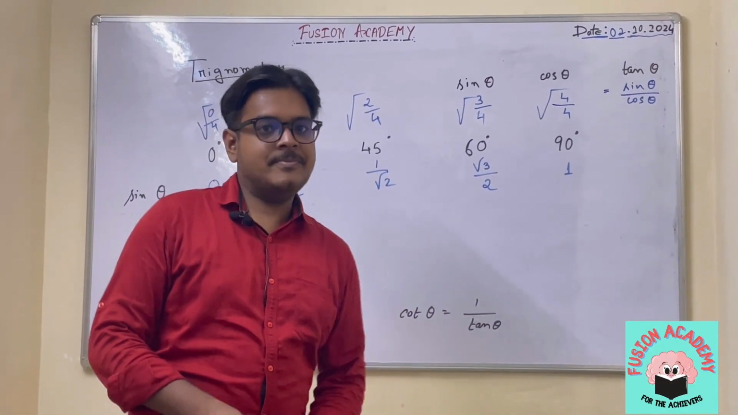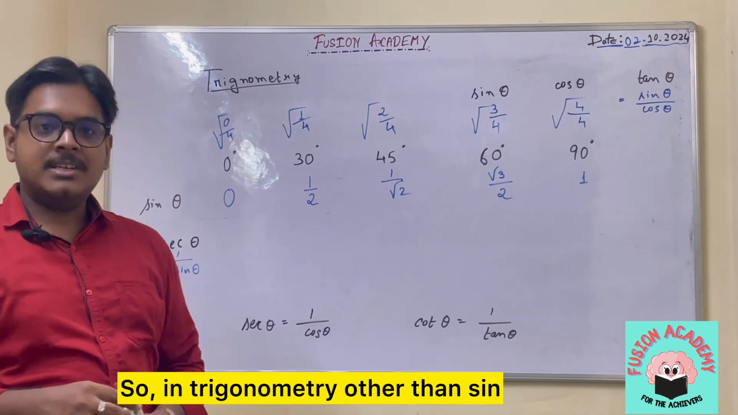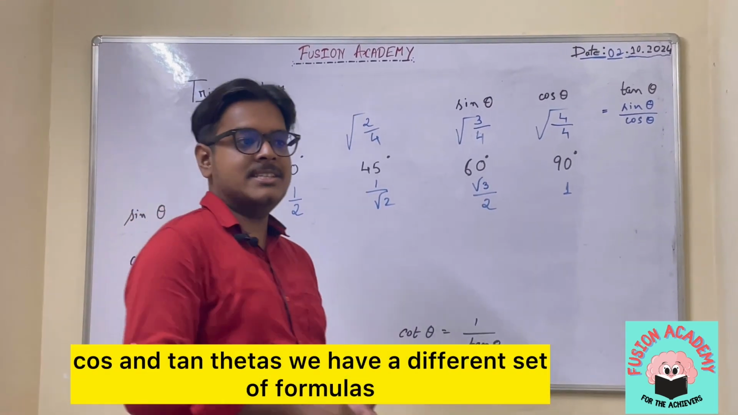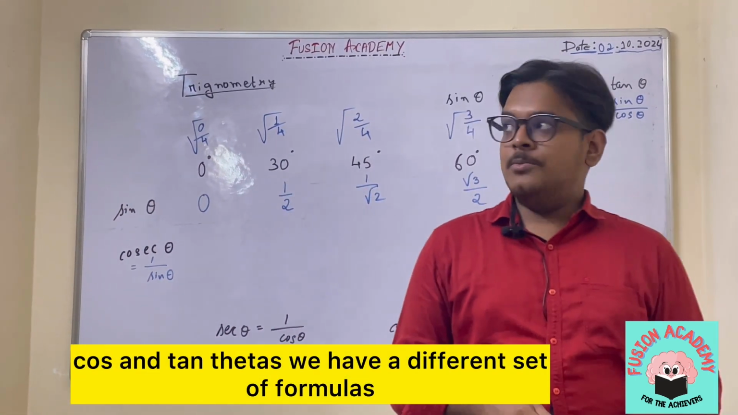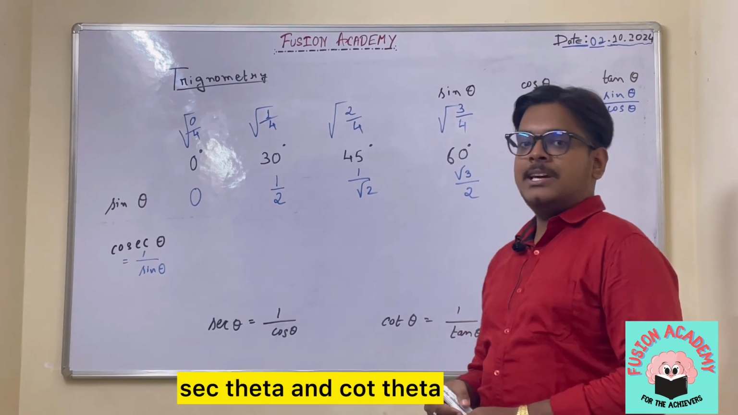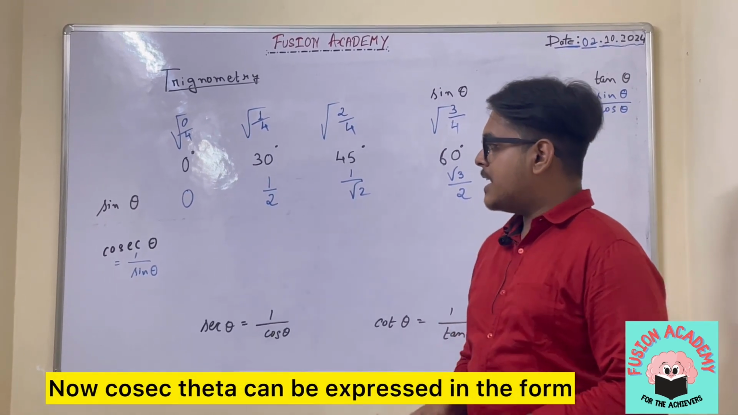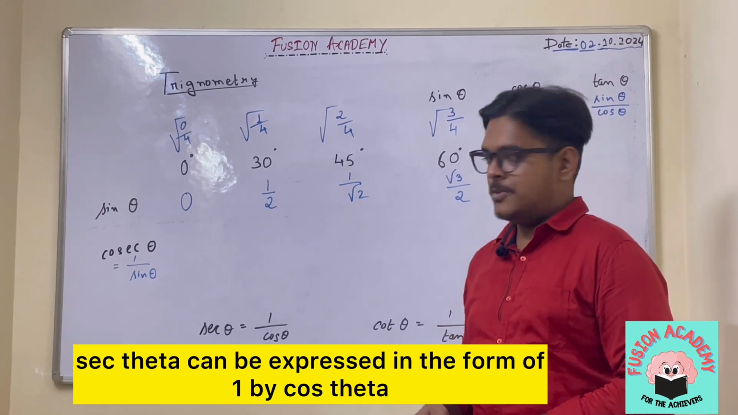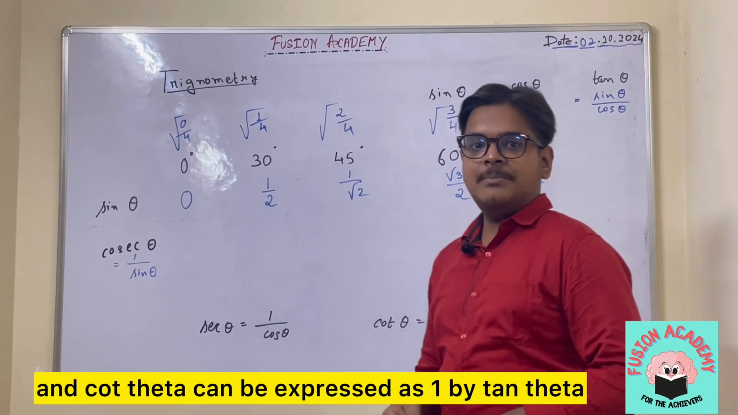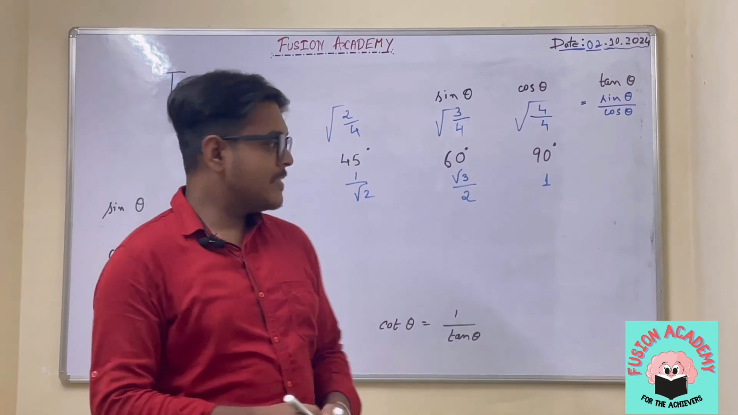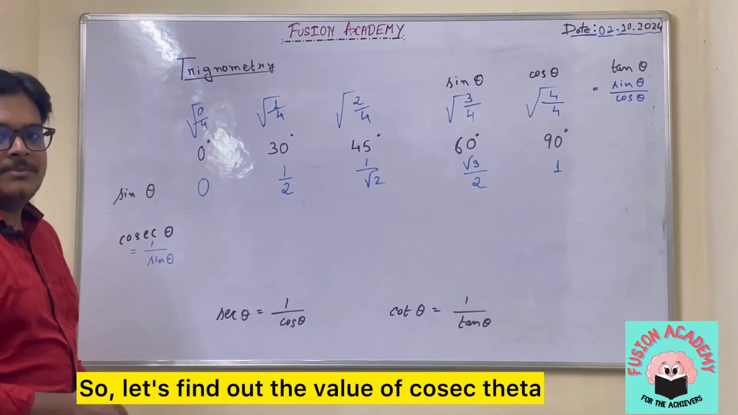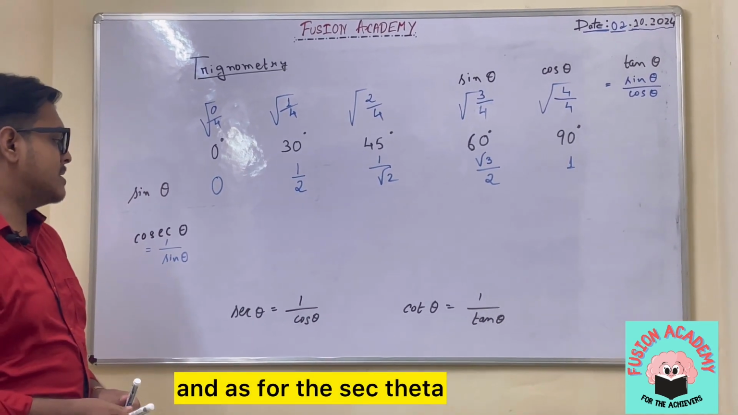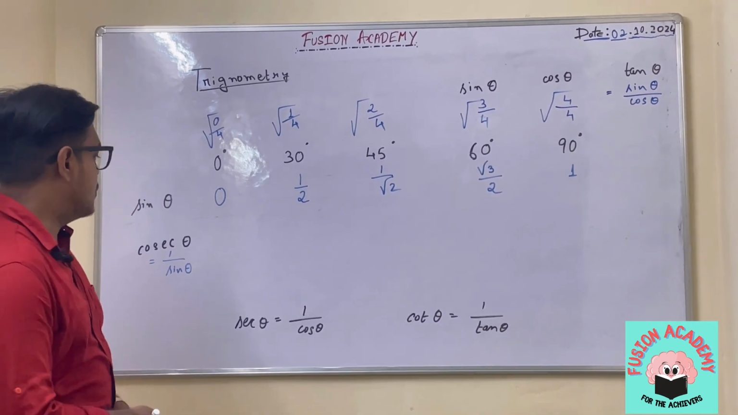So in trigonometry, other than sine, cos and tan theta, we have a different set of formulas, that is cosec theta, sec theta and cot theta. Now cosec theta can be expressed in the form of 1 by sine theta, sec theta can be expressed in the form of 1 by cos theta, and cot theta can be expressed in the form of 1 by tan theta. So let's find out the value of cosec theta, and as for sec theta and cot theta, you can find out on your own.